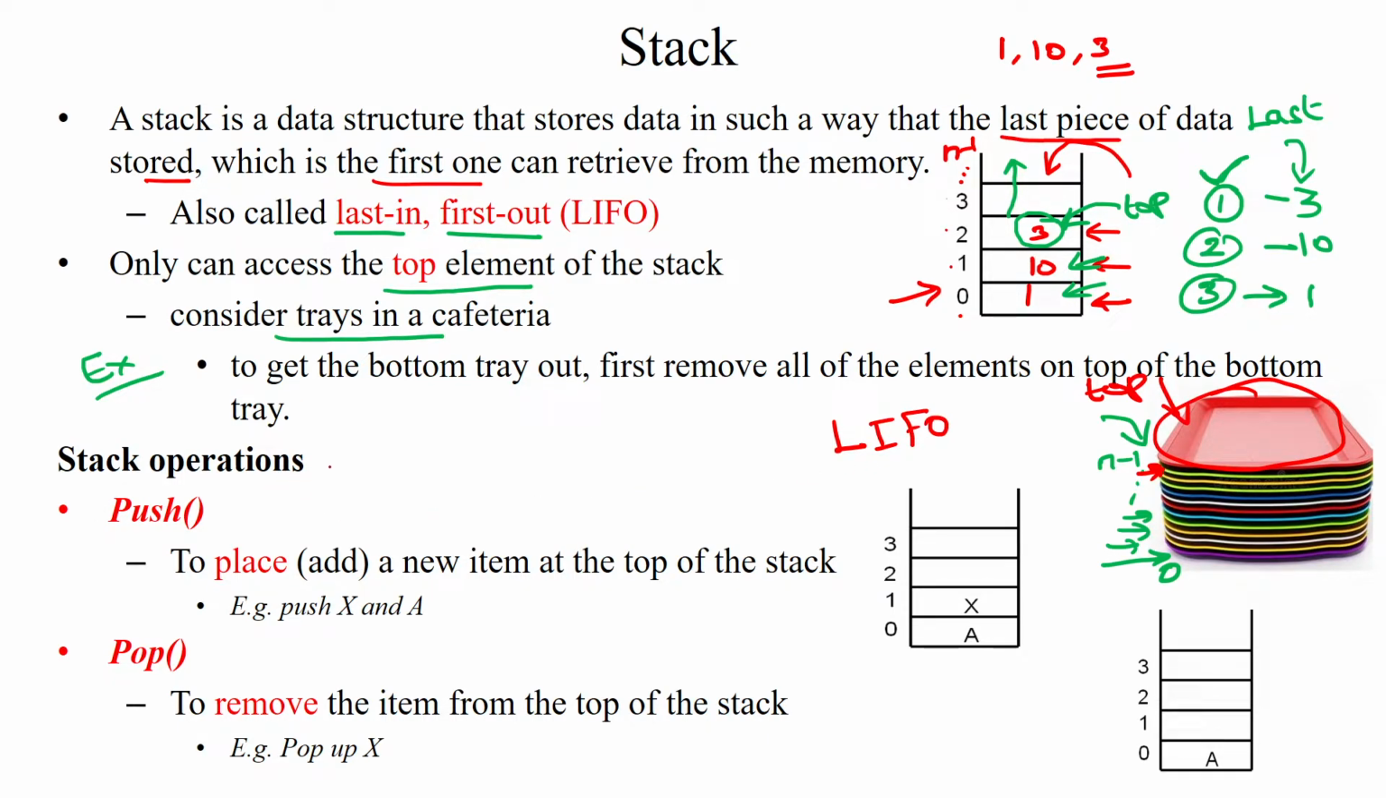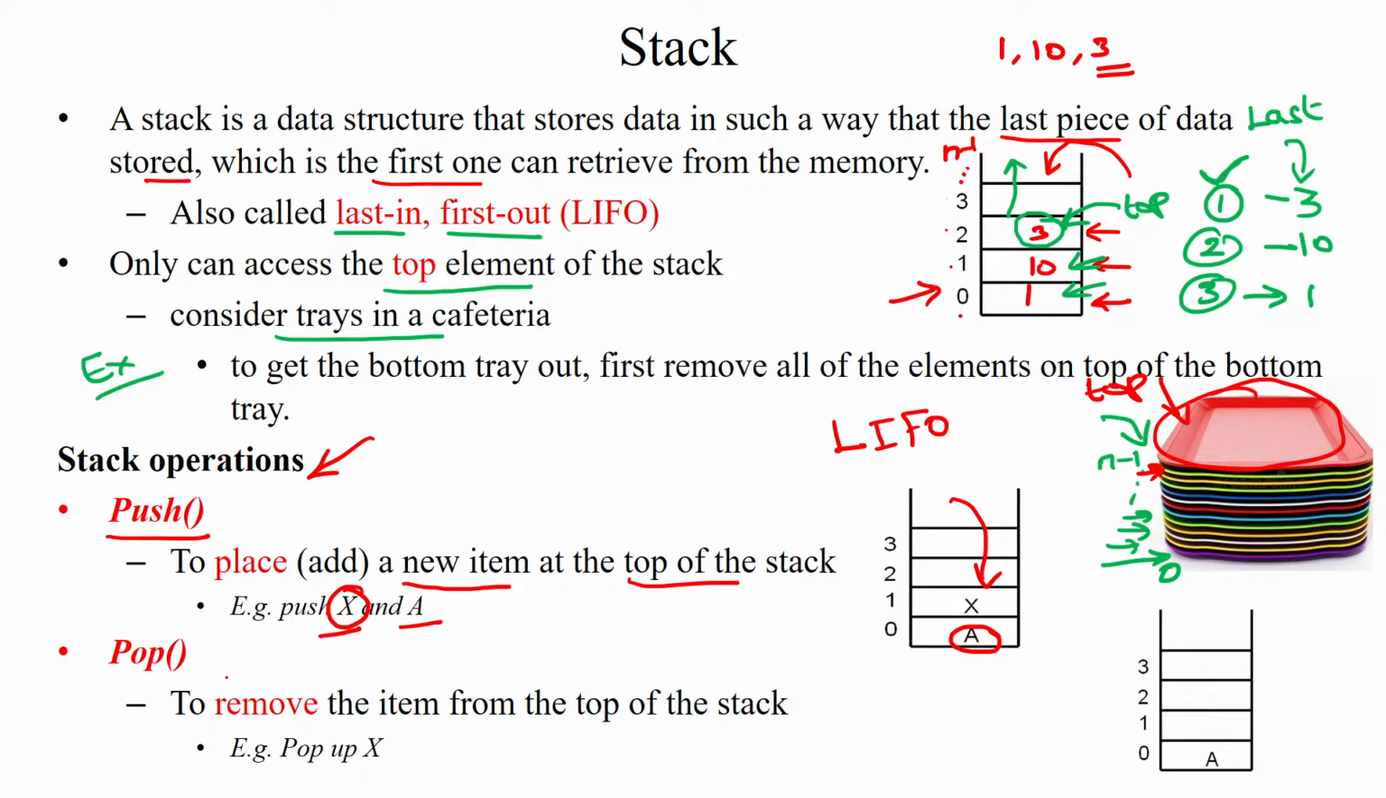In the stack, the basic important operations start with the push operation. The push operation is used for adding or inserting a new item at the top of the stack. For example, first we push A, so A is inserted at the zeroth memory location. Then we insert X, so X is on top of the stack.